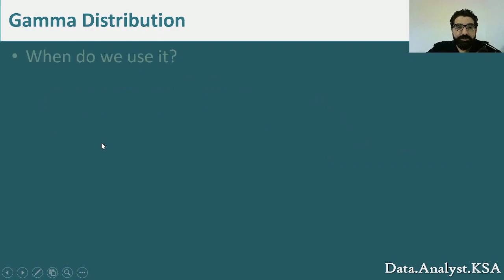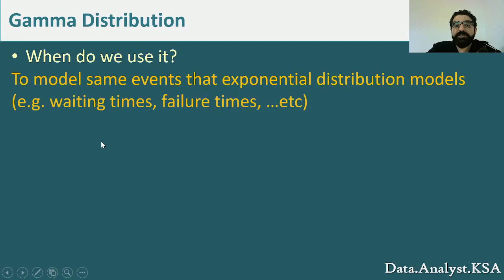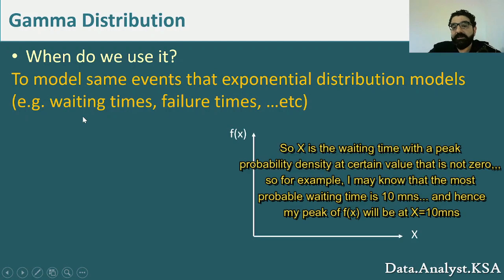Now the gamma distribution. The gamma distribution is used very similarly to the exponential distribution, so it models waiting time, failure times, and so on, but the difference is that it doesn't start at that time. It starts at a low probability, so it can model events that have a peak that doesn't happen at time 0, but happens at some time in the future.